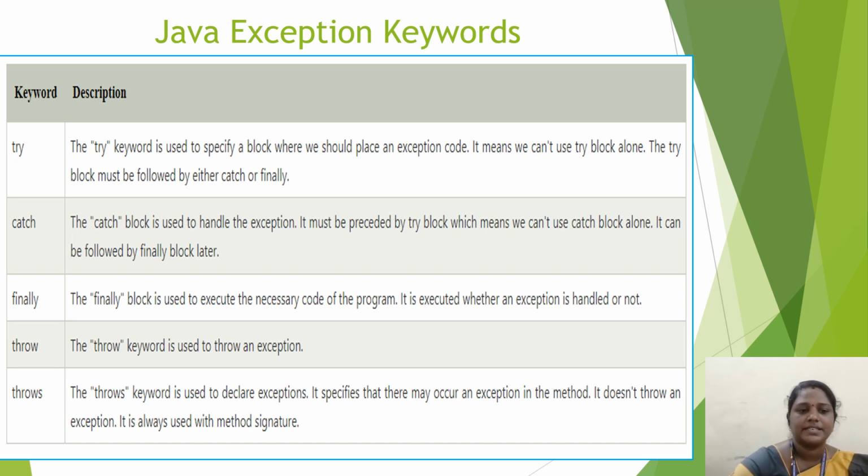Then the next keyword is catch. This block is used to handle the exceptions. It must be preceded by a try block. Whatever error occurs in the try block will be caught in the catch block. Then finally, the finally block is a keyword in Java exception handling. It is used to execute the necessary code of the program. It will be executed whether the exception is handled or not.